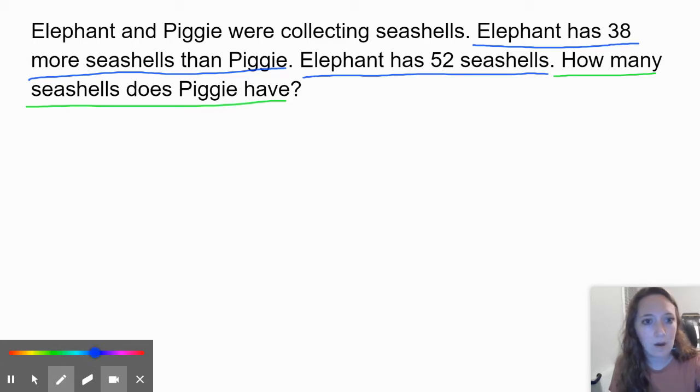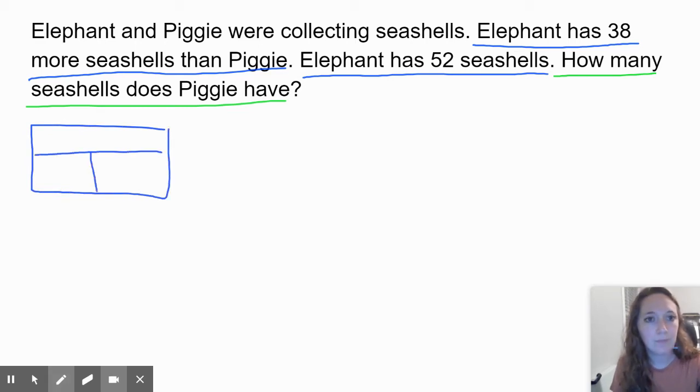Okay, so I can do a part whole the normal way, or I could do it on the side. It's up to you. So we know that Elephant has 38 more seashells than Piggy. If Elephant has more than Piggy, that means he has the bigger number, or the greater number. And it says Elephant has 52 seashells. So we know how many more he has than Piggy. We also know how many he has, 52. So that tells me that we know the whole.